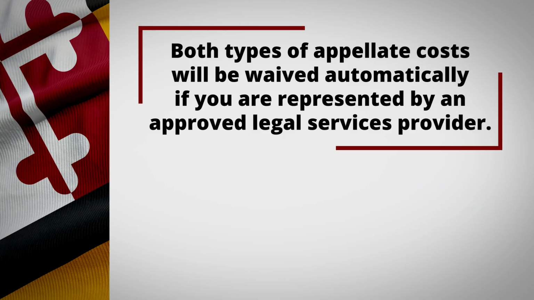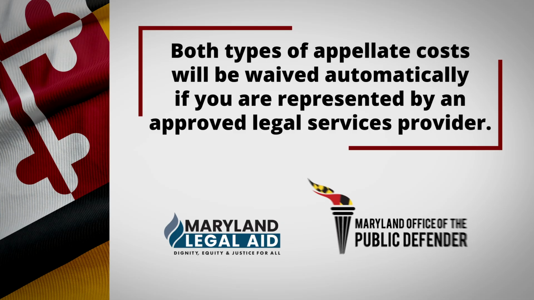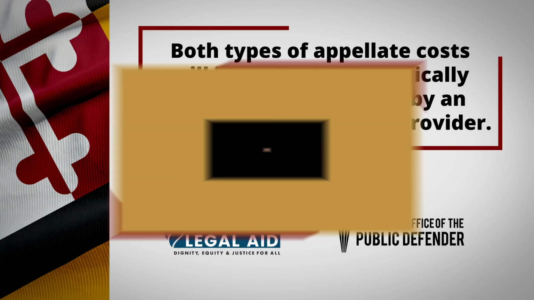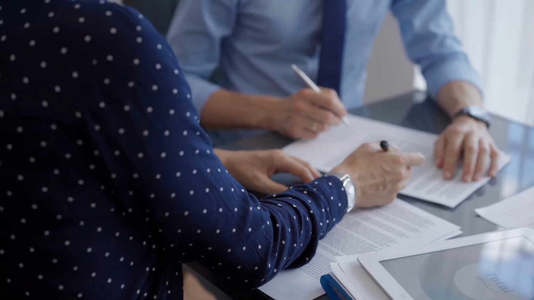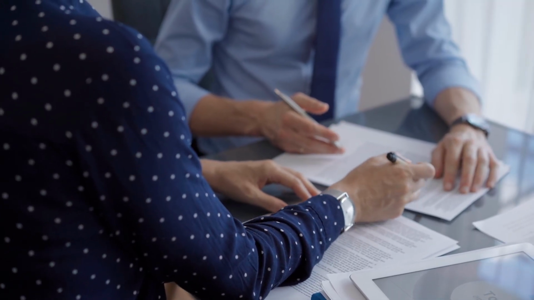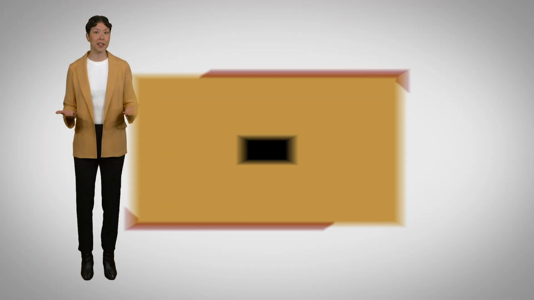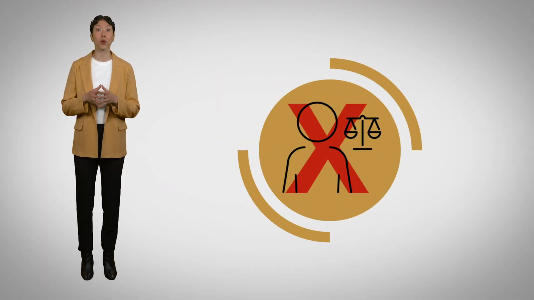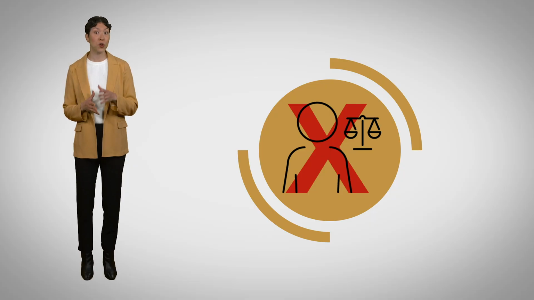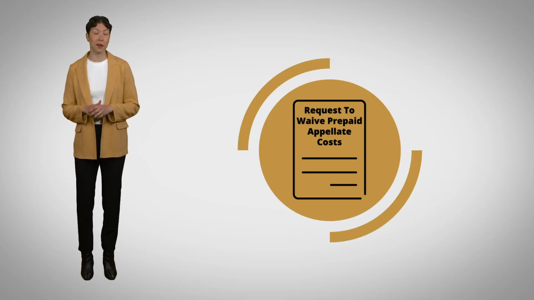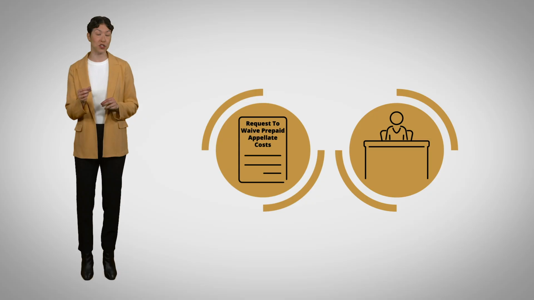Both types of appellate costs will be waived automatically if you are represented by an approved legal services provider, including Maryland Legal Aid and the Office of the Public Defender. Your lawyer must, however, certify that there are good grounds to support your appeal and that you are still eligible for their representation. If you do not have a lawyer, or if your lawyer is not an approved provider, your request to waive prepaid appellate costs will be decided by a judge.